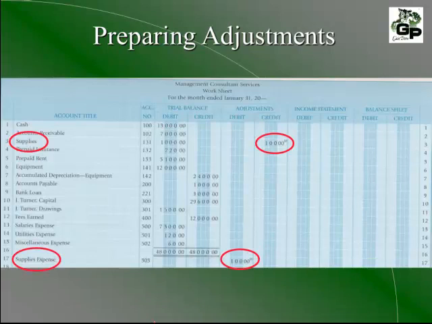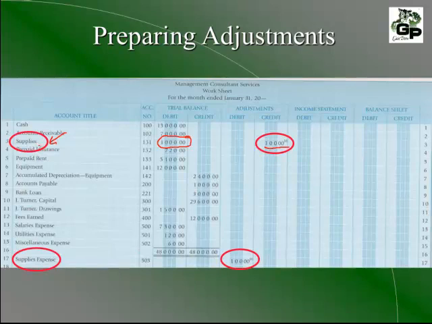So when we add that to our worksheet, this is what it should look like. Notice, supplies have been adjusted by $100. The original amount right here is 1,000, and we've had an adjustment based on that journal entry of $100 credit.